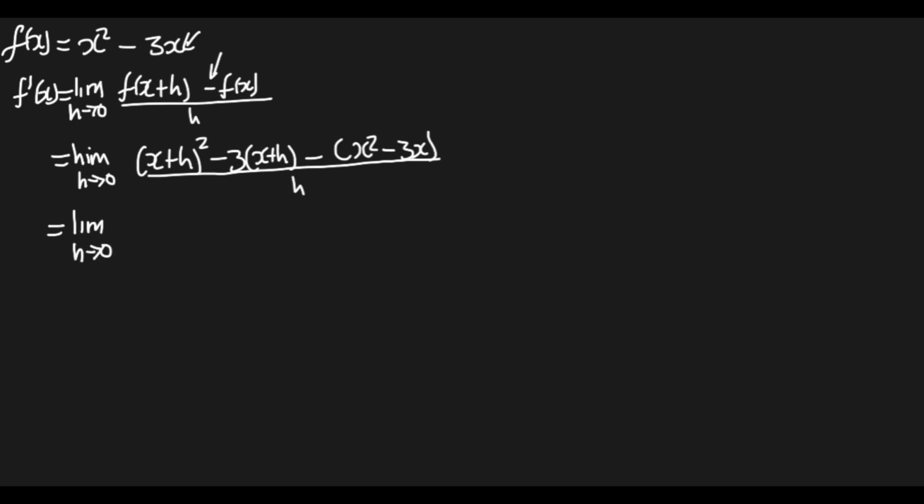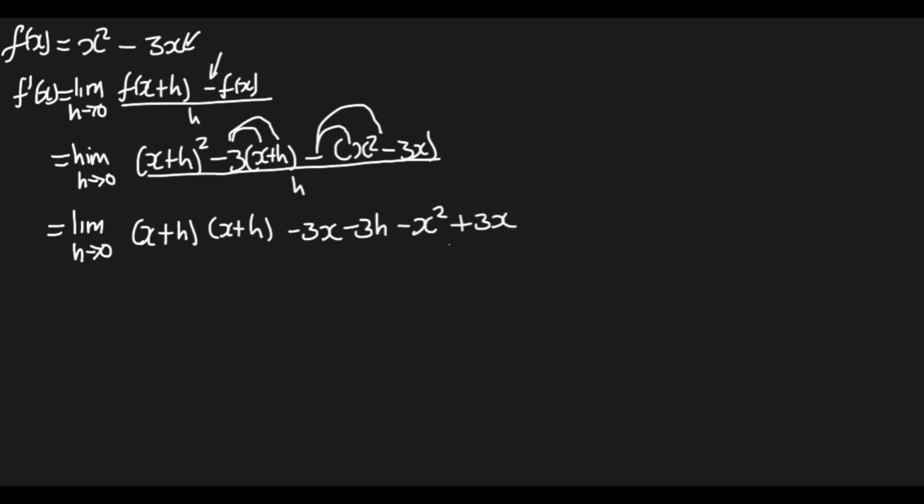Since we have x plus h squared, we are going to write two pairs of brackets. Then we can distribute negative 3 to x and h. So negative 3 times x will give us negative 3x, and negative 3 times positive h is negative 3h. Then you also distribute the negative to x squared. This will give us negative x squared. Then the negative to 3x will give us positive 3x, over h.